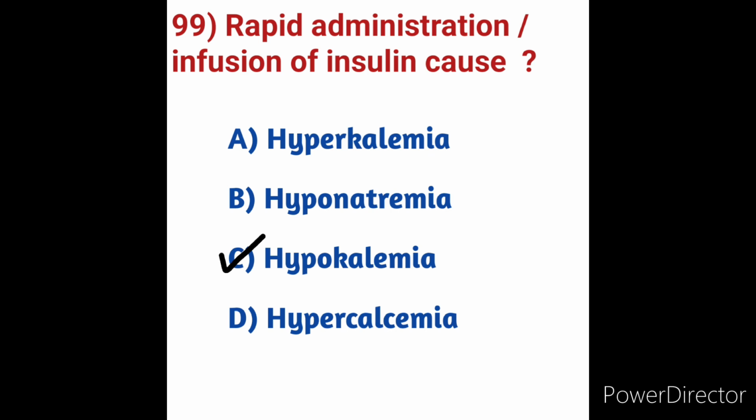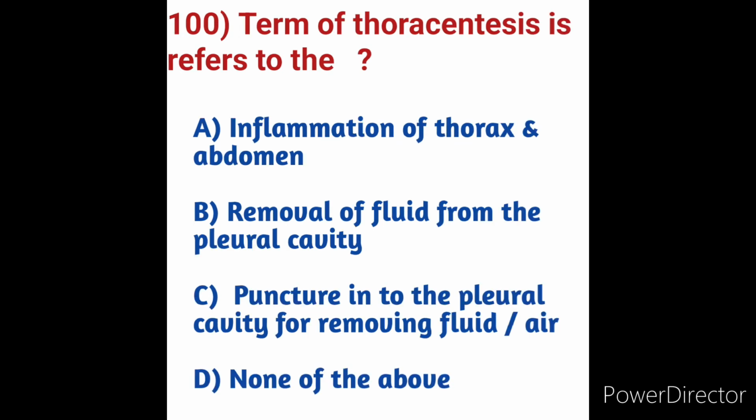So here the rapid administration or infusion of insulin causes hypokalemia. So here option C is the correct answer. Next we will move on to question number 100. This is the last question in this part 3 video related to the third set of model paper. Question number 100. The term thoracentesis means.